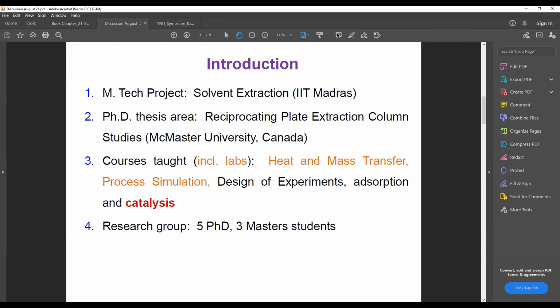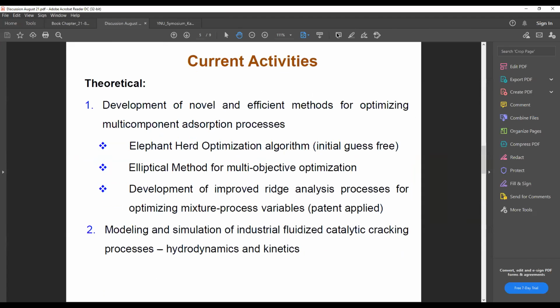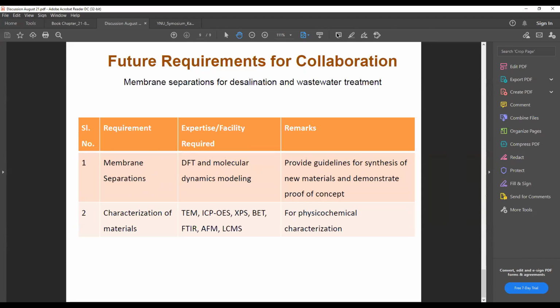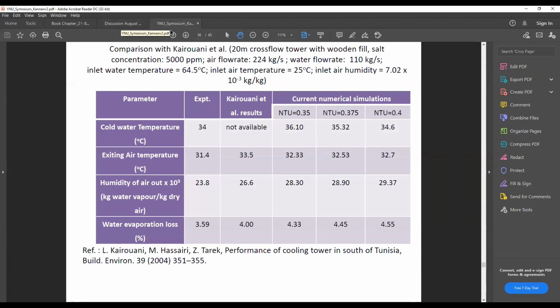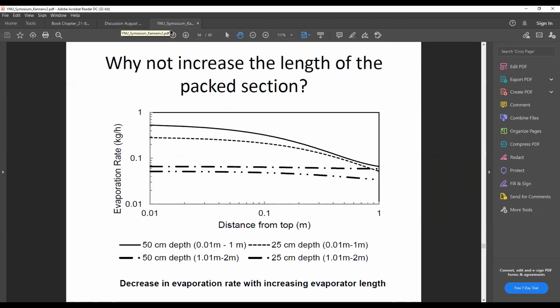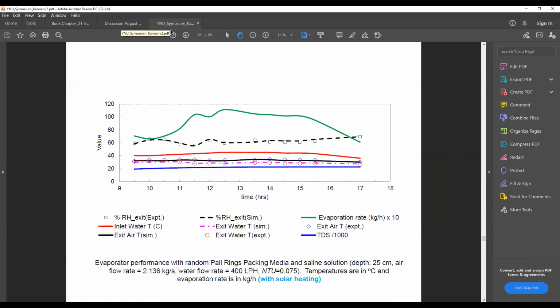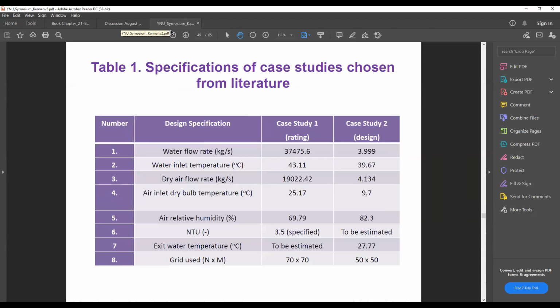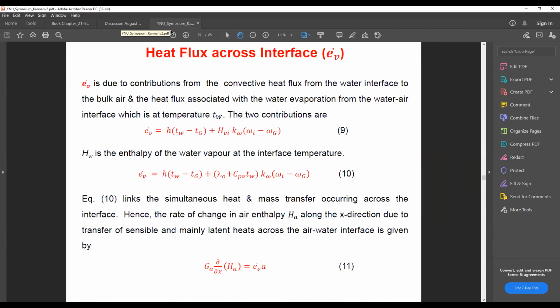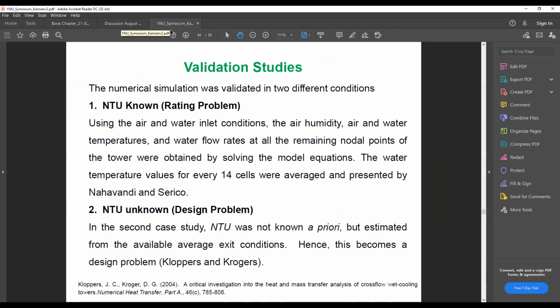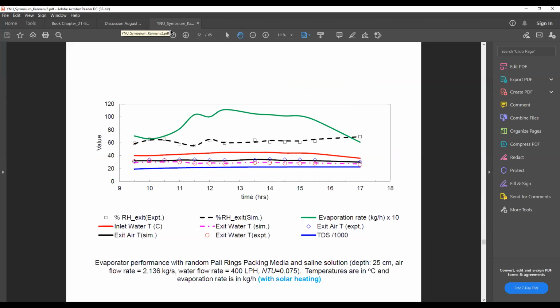Yeah, that's a very good question. So we always have the packing material. Let me just go to that. See, let me try to get some pictures. I don't know where it is. Just a minute.